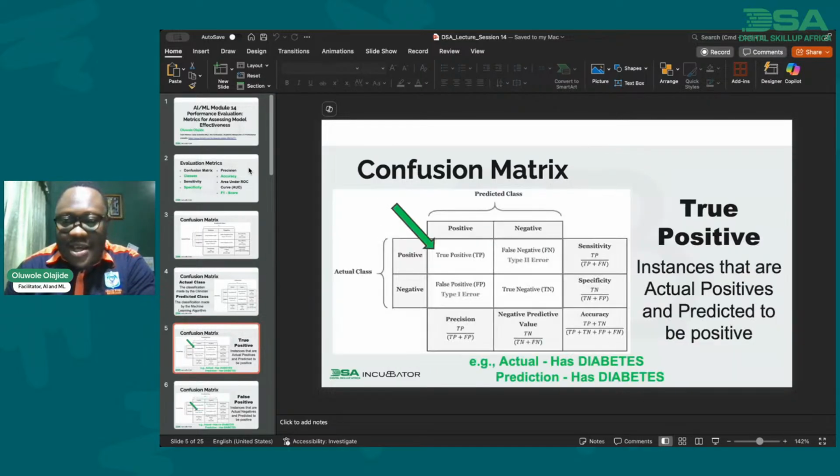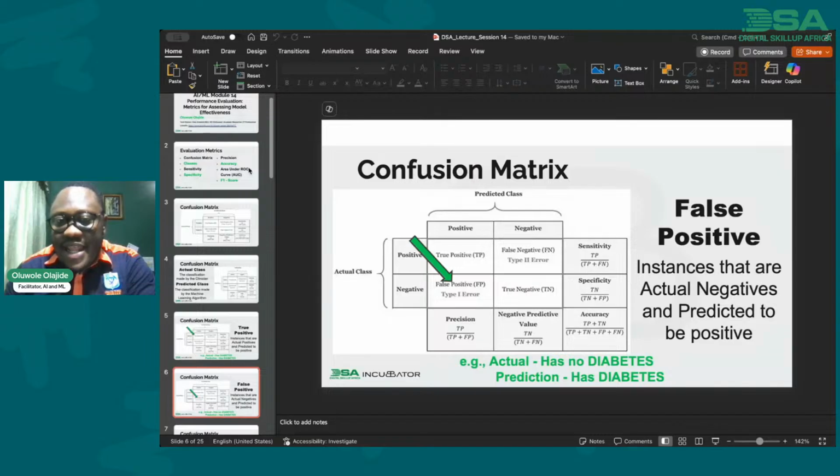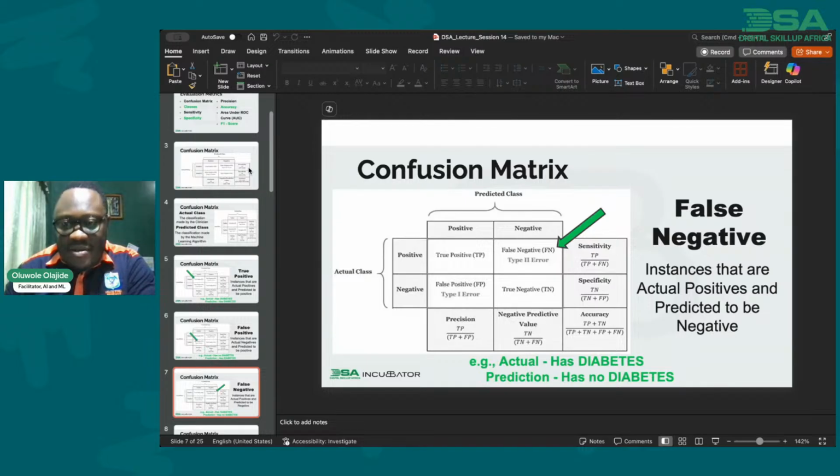Then we looked at the terms in your confusion matrix. When you talk about true positive, we're talking about instances that are positive and have been predicted to be positive. So the individual has diabetes, your machine learning says it's true, and the individual actually has diabetes. Then we looked at false positive: instances that are actually negative, but the machine has predicted them to be positive. We call them the type 1 error. So the patient has no diabetes, but the model says he or she has diabetes. Then we looked at the false negative: instances that are positive, but have been said to be negative. So they are false, which takes us to the type 2 error.